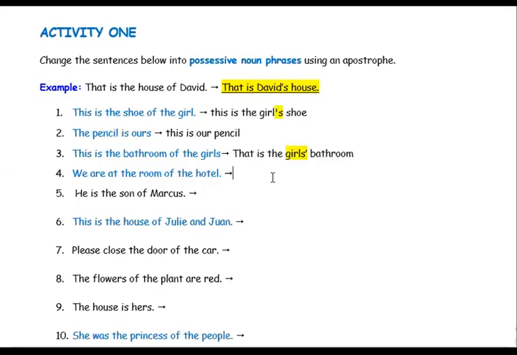Okay, we are at the room of the hotel. Now, both are inanimate objects. They are non-living. So we're still going to put it as a possessive noun phrase. We're still going to change the structure of the sentence, but we're not going to do something. That was the last rule we learned. And just attempt. I like how Brooklyn and everyone else is attempting on this chat. Even if you don't get the answer right, that's fine.